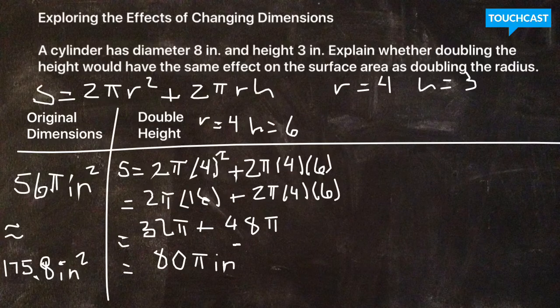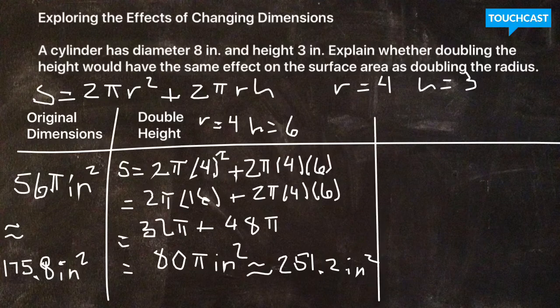inches squared, which we can approximate to be 251.2 inches squared. Alright, we've got one more dimension we need to double, and that's the radius. So let's double the radius.